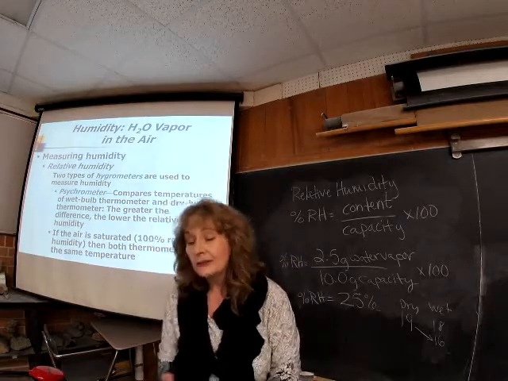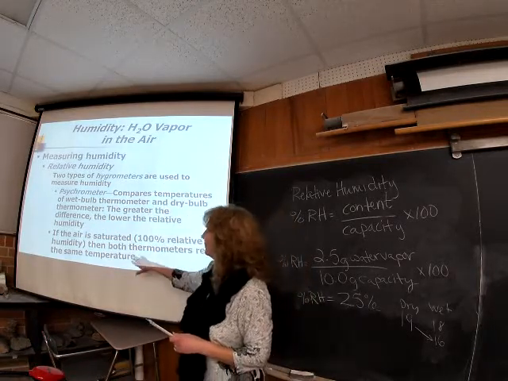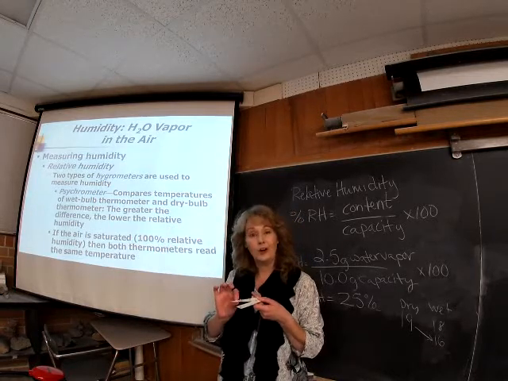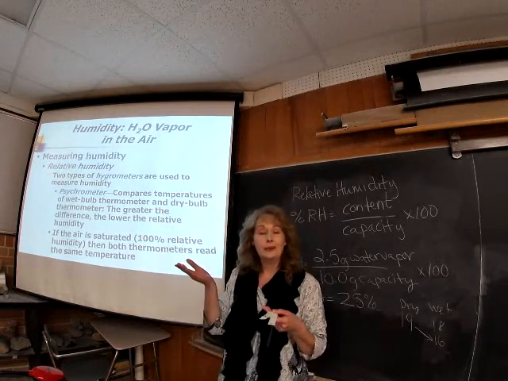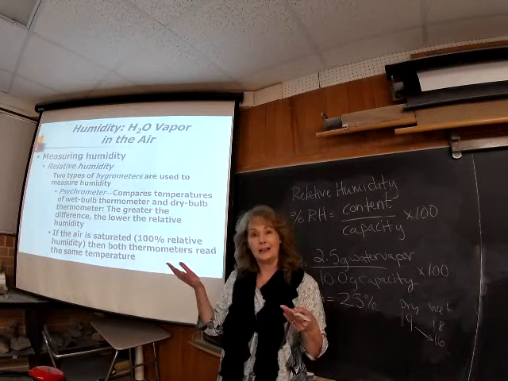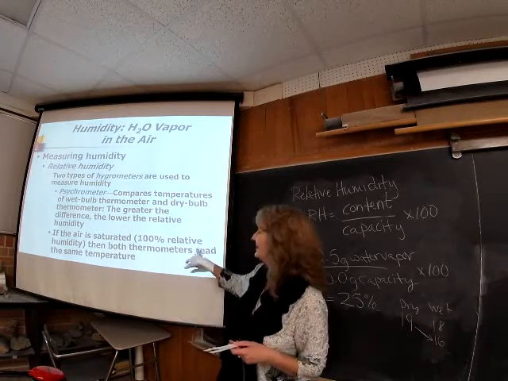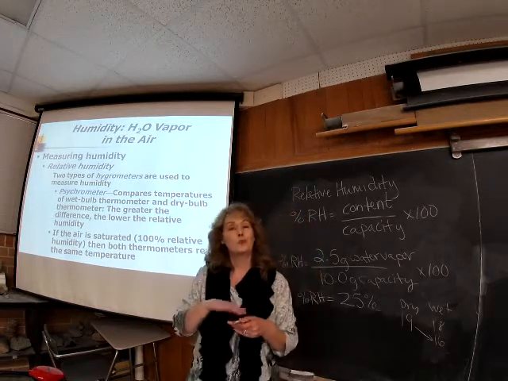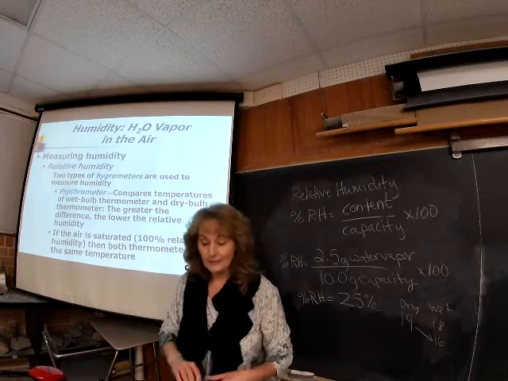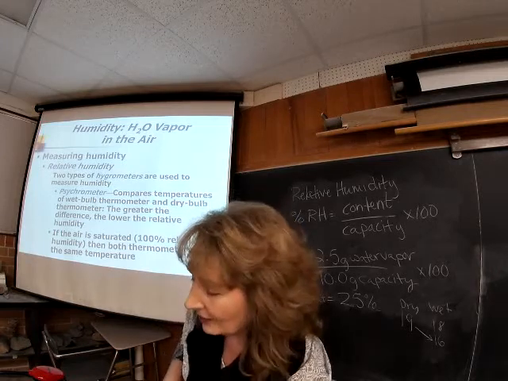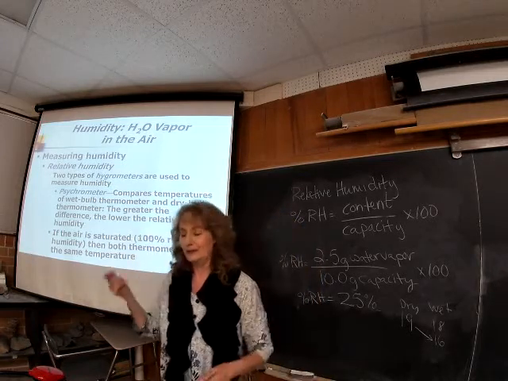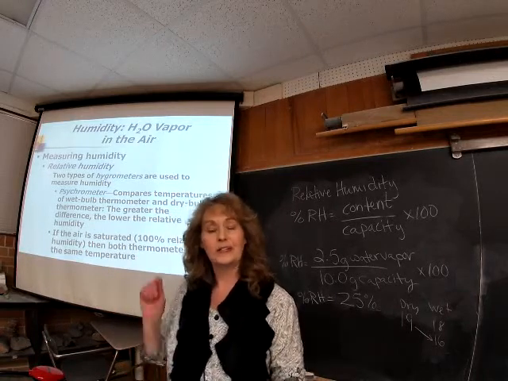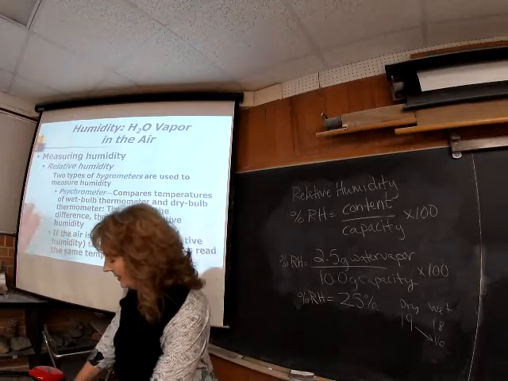But if those temperatures were the same, right, you would have saturated air. That meant that the water on the gauze couldn't even evaporate into the atmosphere. The atmosphere was saturated, so you'd have 100% relative humidity if your wet bulb and your dry bulb temperatures were the same, and didn't change at all, no matter how much you spin that around. So that was one way. That's called a psychrometer or a sling psychrometer.